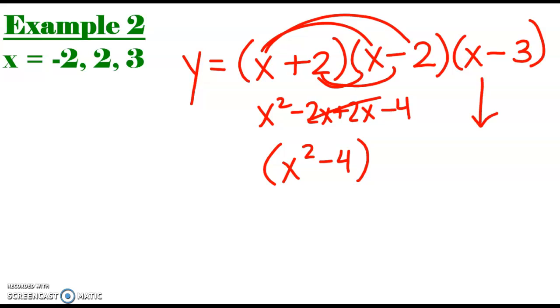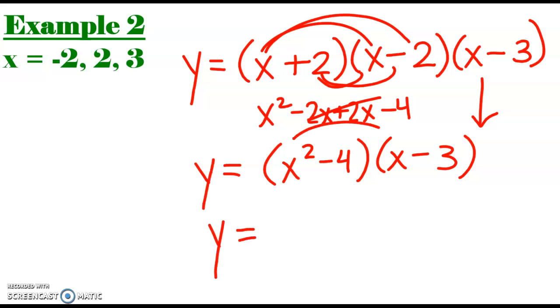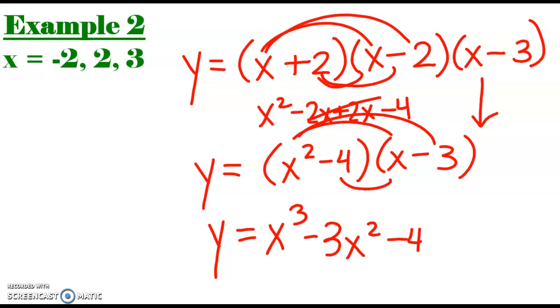Then we have to multiply that by our x minus 3. So there we would be in standard form at y equals x squared times x is x cubed minus 3x squared minus 4x plus 12.